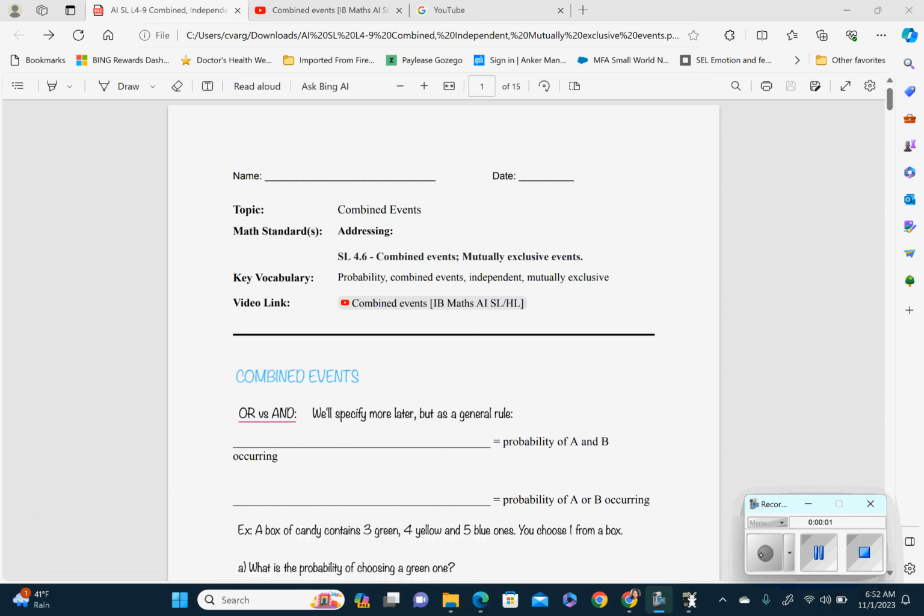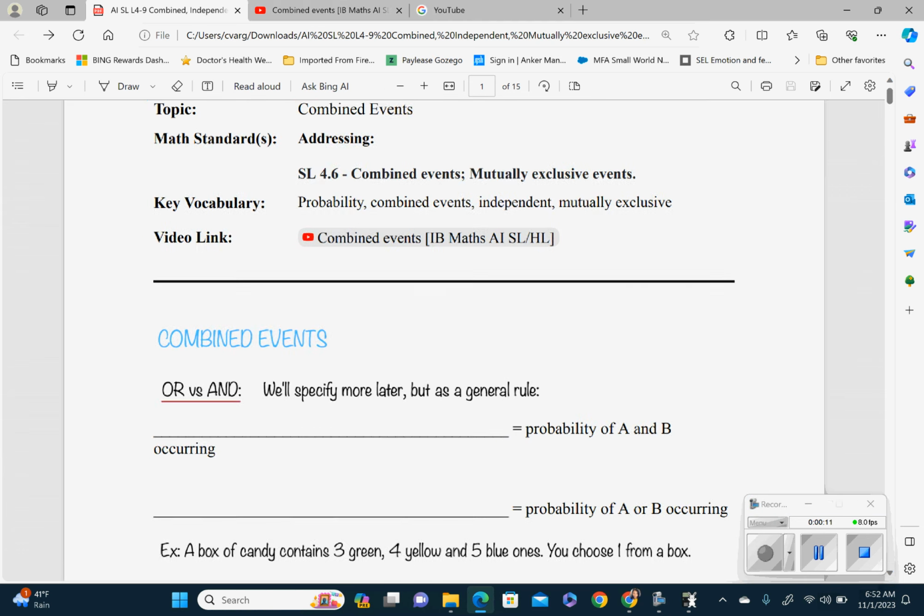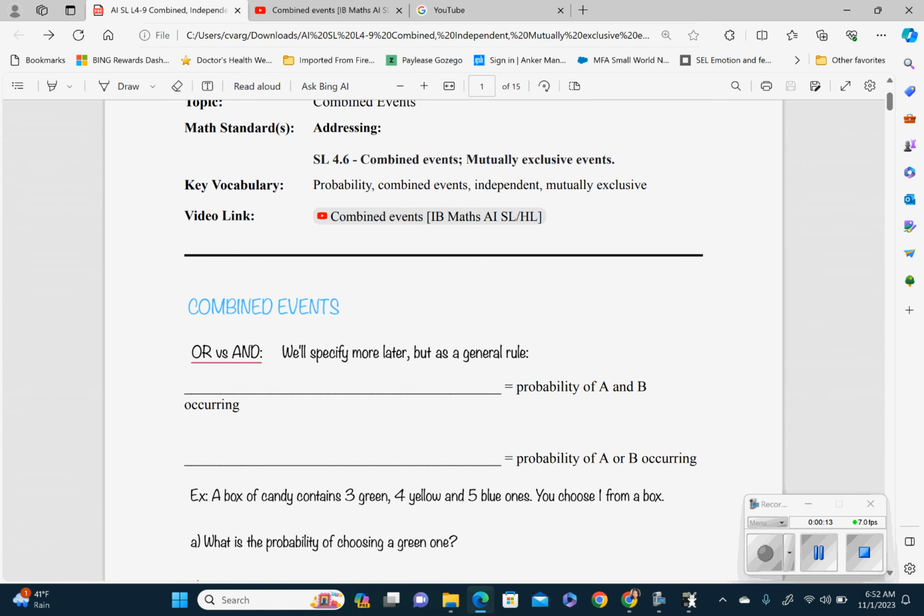Hello, so this is the ninth lesson in Stats and Probability, topic 4, and it's called Combined Events. The previous one that we just did is we started probability, so now this is delving a little bit more into probability. So we're going to go through a couple of general things first.